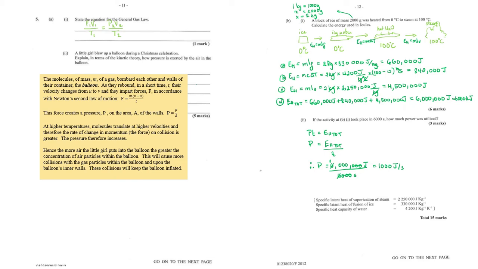Now, if the activity in B1 took place in 6,000 seconds, how much power will be utilized? Now, we're going to have to divide the total amount of heat loss by the time. As you can see here, PT is equal to EH total. So you divide 6 million joules by 6,000 seconds to get 1,000 joules per second. And look, you have all the constants here at your disposal.